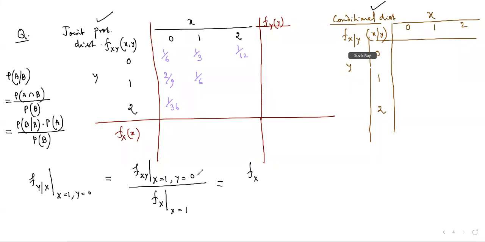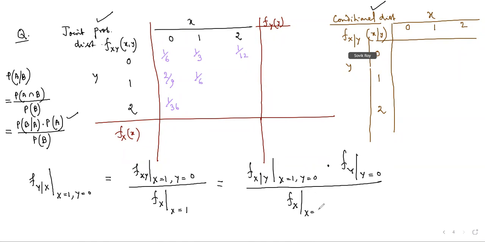So just try to correlate that probability of a given b is probability of a intersection b by P of b. So I have written here f of y given x is equal to f of x, y by f of x. Now I am going to break it. Probability of a intersection b is broken in this manner. So I'm going to break the numerator portion also. I'm going to write it as f of x given y at the point x equal to 1 and y equal to 0, multiplied by f of y at the point y equal to 0, divided by f of x at the point x equal to 1.